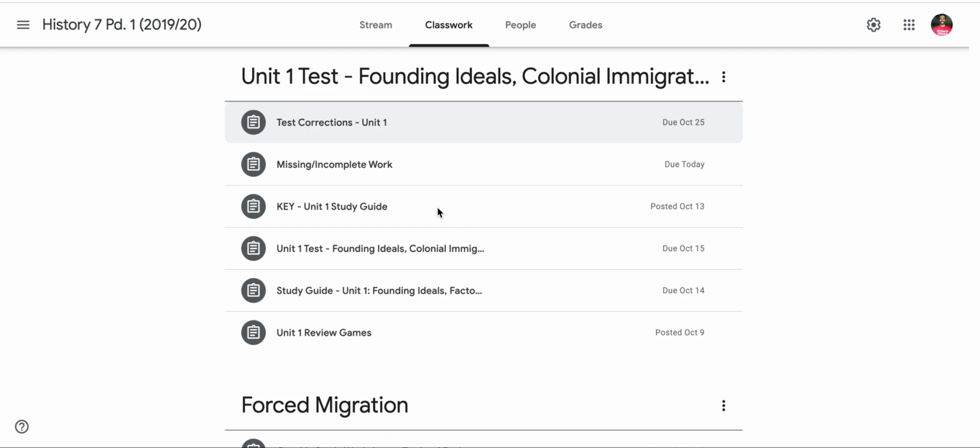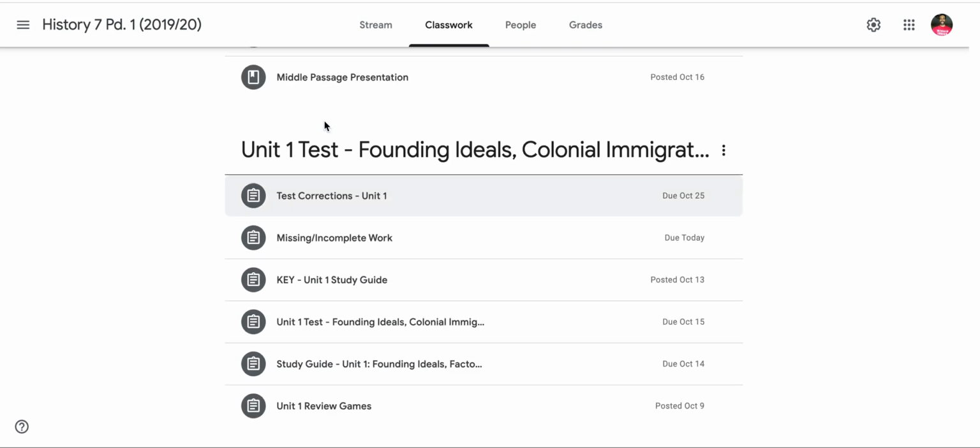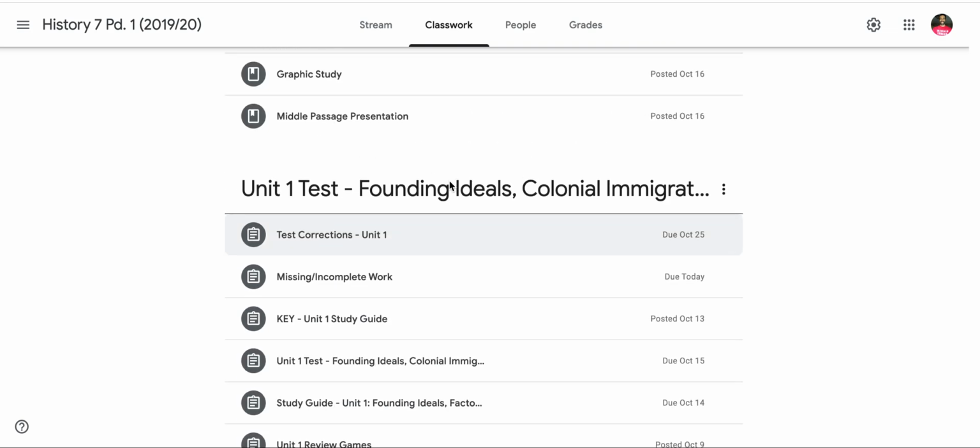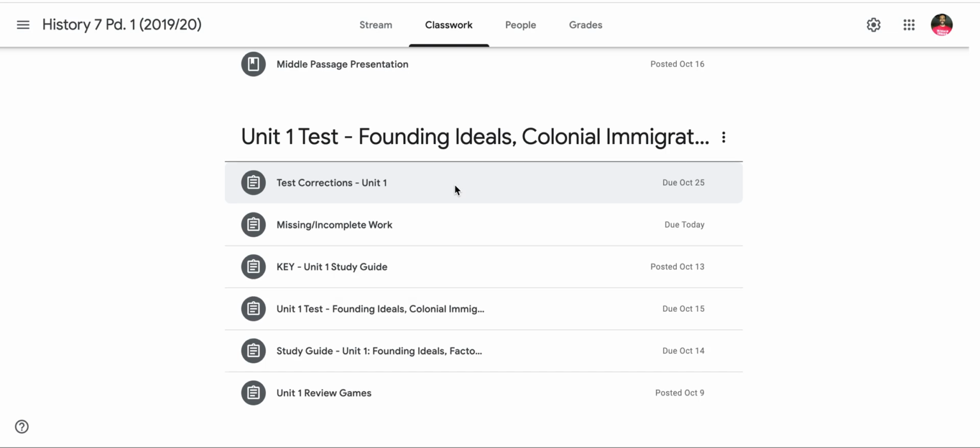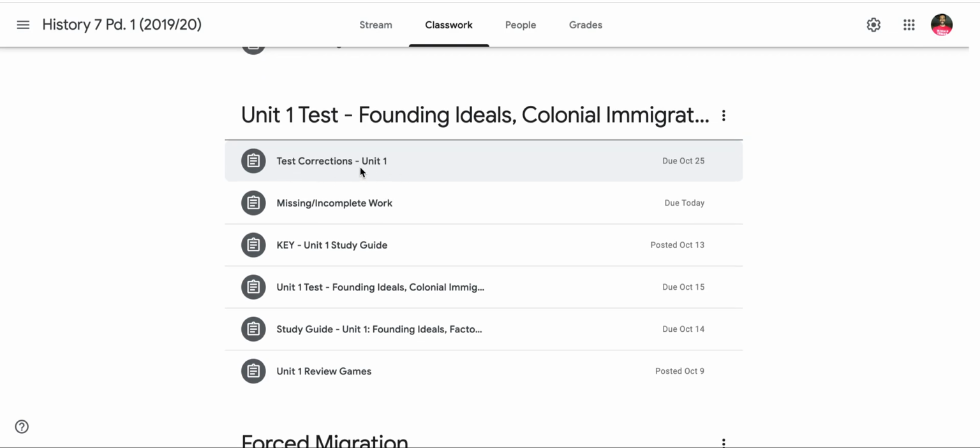This very short screencast is going to show you how to do Unit 1 test corrections. So first, if you are not on Classroom already, you're going to want to go to Google Classroom for your history class, find Unit 1 test, founding ideals, etc. And then you have test corrections Unit 1.